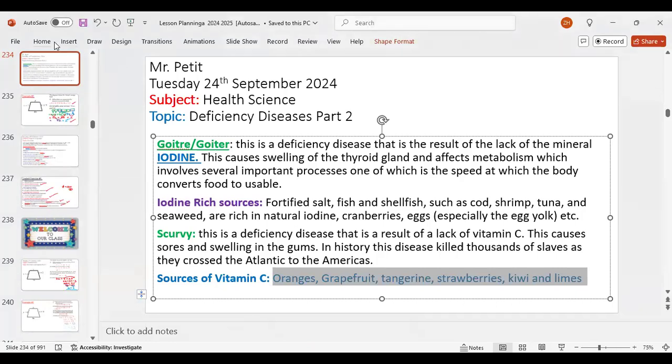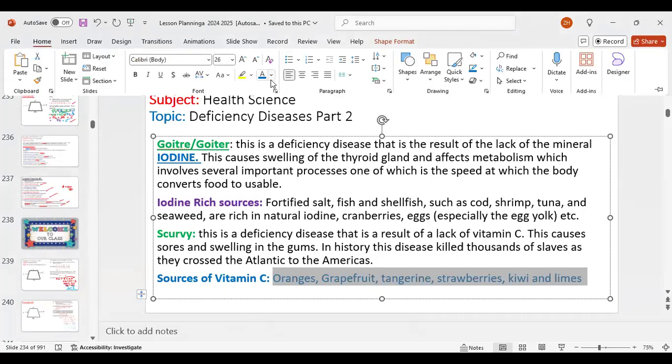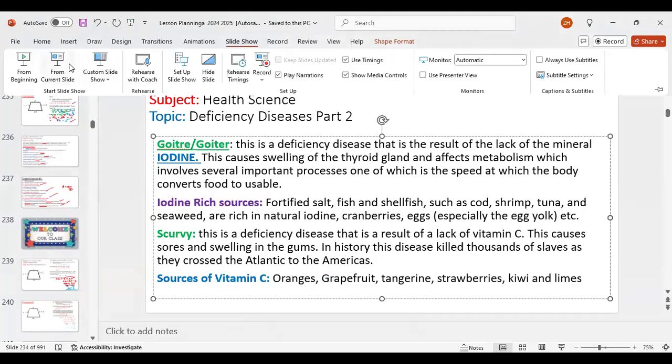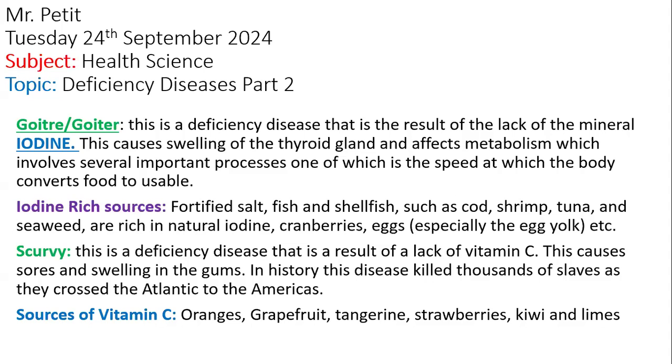Yes, Mr. Petit, I thought the slaves would cross the Atlantic to Europe, not the Americas, because they're already from the Americas. No, that's not true. Remember, they came from Africa. And they were heading to North America or the Bahamas.